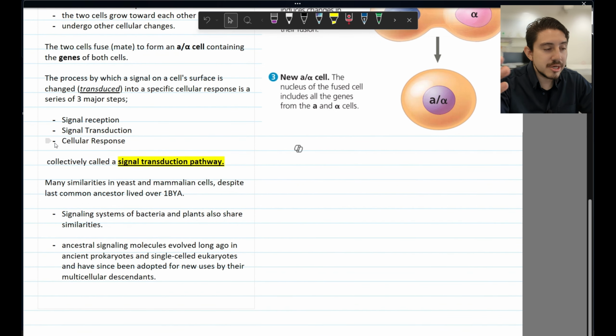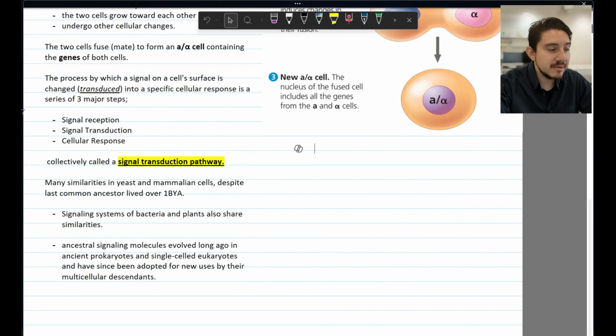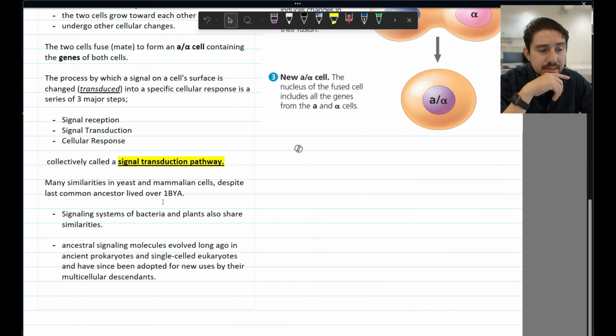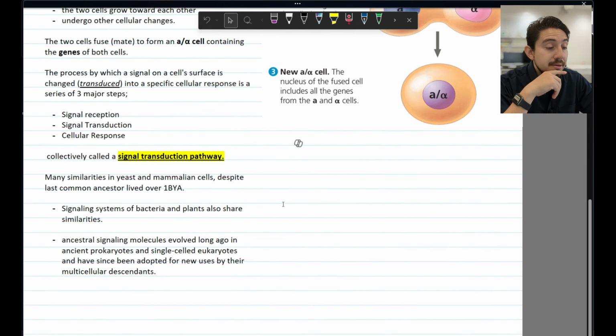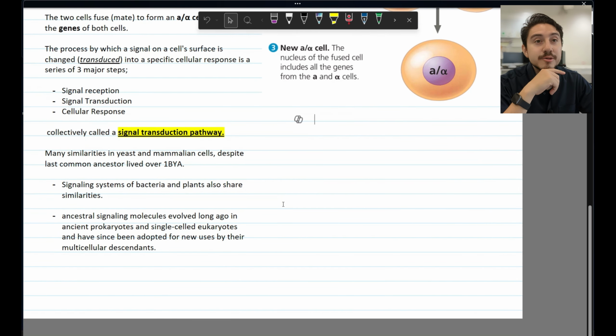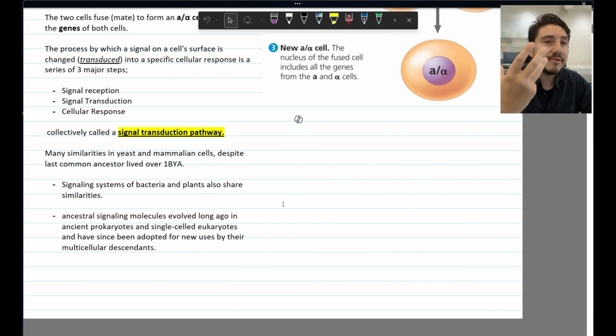And there's three major steps in this whole process. So you have signal reception, signal transduction, and then cellular response. All of that together ultimately is called a signal transduction pathway, okay? A signal transduction pathway. So we've seen it in yeast, a very, very simple way. Okay, mammalian cells also do this. Plant cells do this. Basically, living organisms have a way to pass down a signal, right?